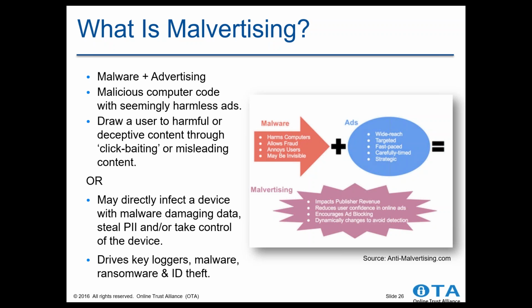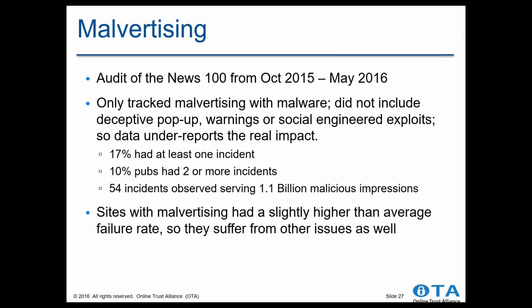And this year, this was an addition. We only looked at the sites in the news and media area for this, though we do plan to expand this to all sites because we're seeing this compromise in different areas. So what we found is we only track the sites with malware, not the social or deceptive pop-ups, and 17% of the internet retail, news and media sites had at least one incident, and 10% of the sites had two or more, I should say.